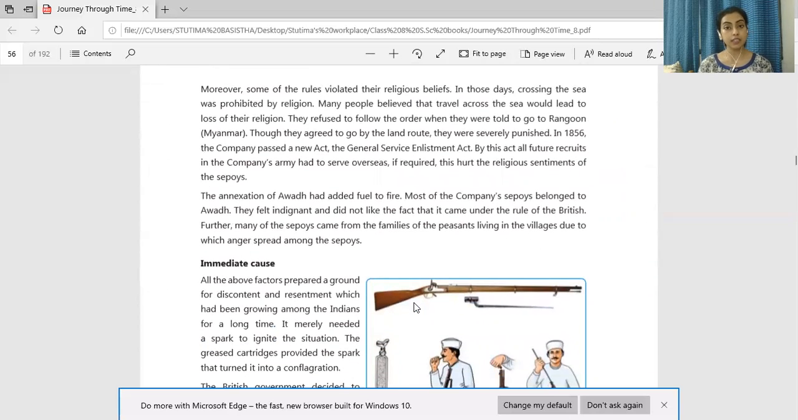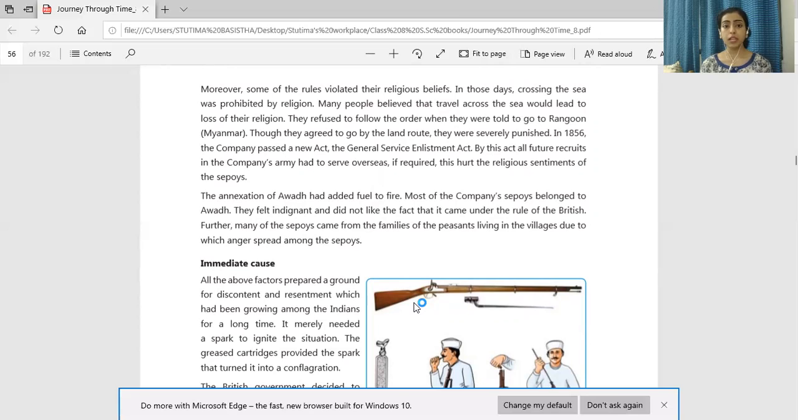Like one, the Indians believed that crossing the sea was not allowed by Indian religion. It was prohibited as per the religion. Many people believed that if they crossed the sea, it would lead to their loss of religion. Now, why did they not want to cross the sea? Because it was their religious belief that crossing the sea would lead to their loss of religion.